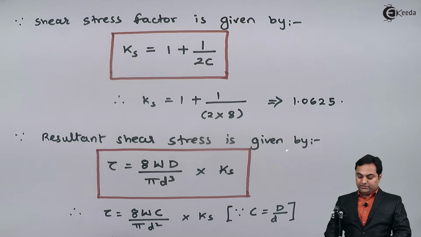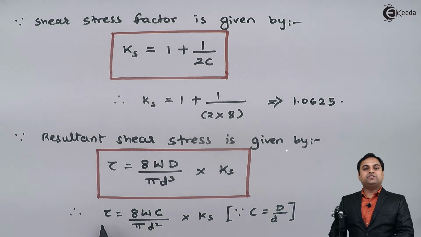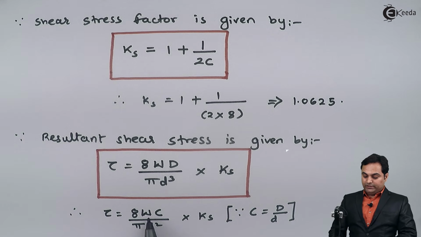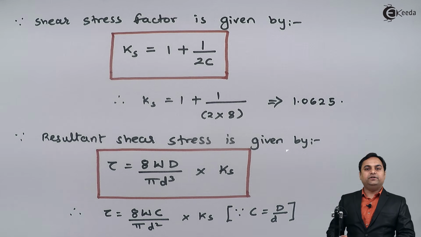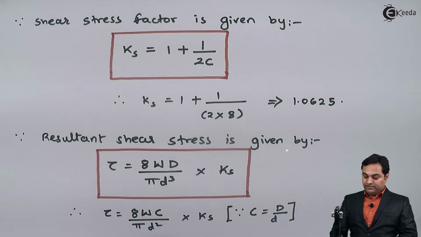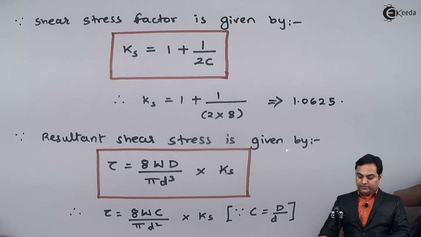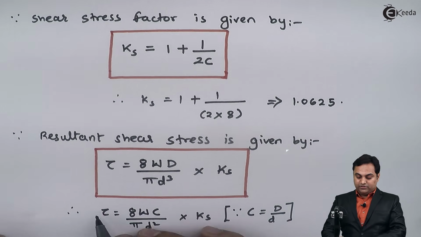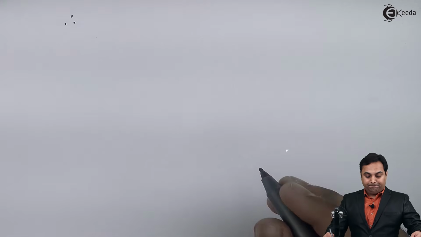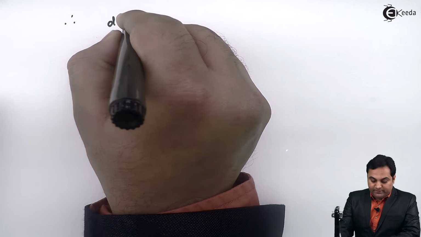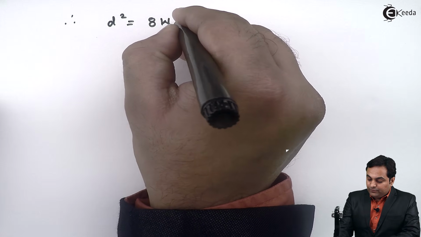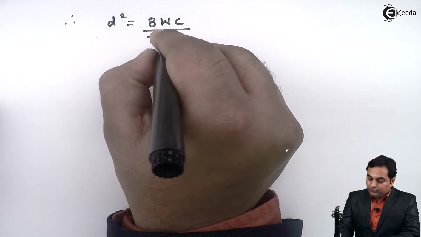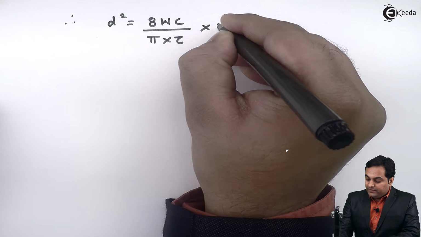Now if I look into this equation, shear stress is given in the problem as 350, load is there, spring index and shear stress factor we have calculated just now. So only unknown which is left is d square, which is the diameter of wire, small d. So here I'll write it down as, therefore shifting d square on one side, I'll shift this term because I want to calculate d. So d square will be equal to 8WC upon pi into tau multiplied by Ks.